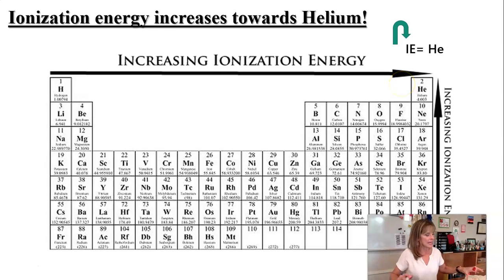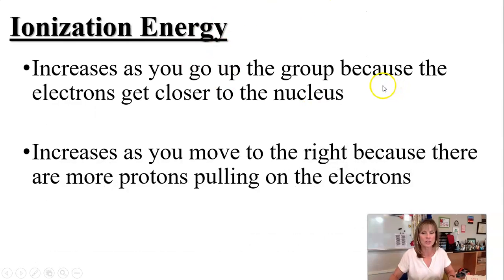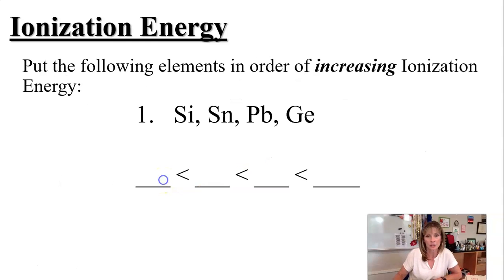So I say if it has an E in it, it increases toward helium. Atomic radius does not have an E anywhere, so it increases the opposite direction. Okay, it increases as you go up the group because the electrons get closer to the nucleus, so higher ionization energy. It increases as you move to the right because there's more protons pulling in on those little electrons.